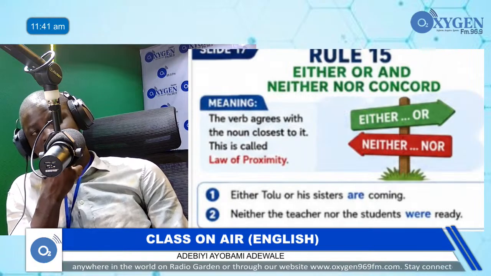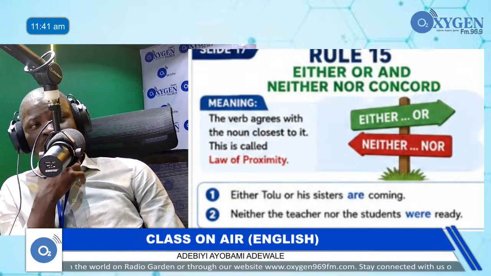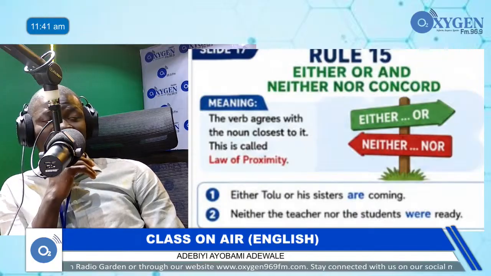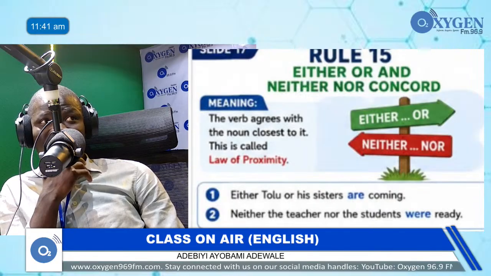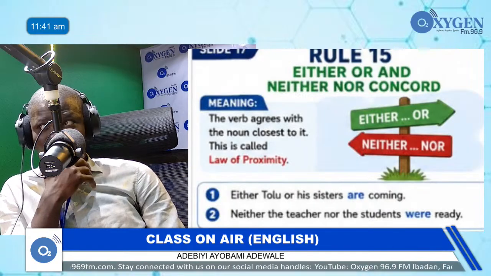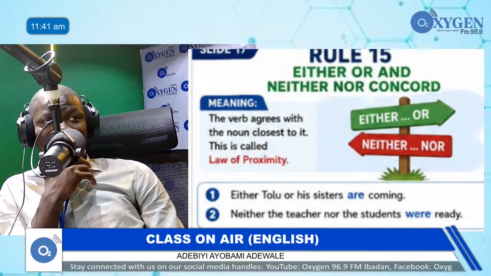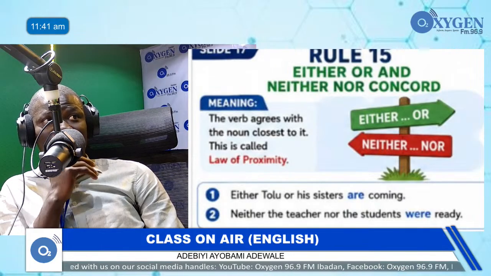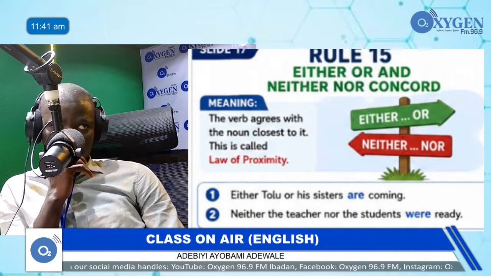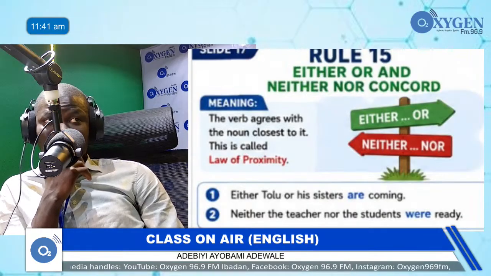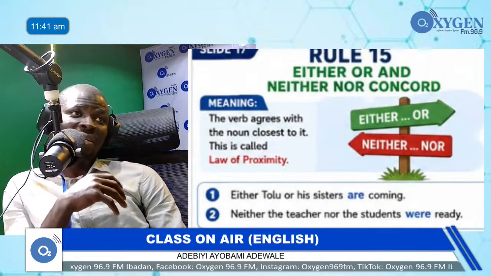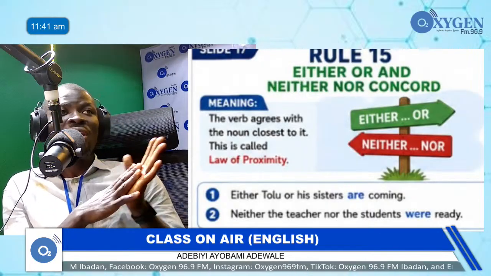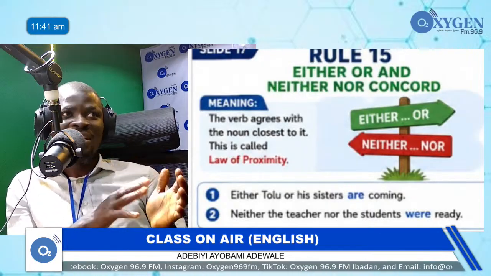The law of proximity states that when we are correlating two subjects, the verb that will agree with the subject is determined by the subject that comes last in the sentence. If the subject that comes last in the correlation is plural, the verb is going to be plural. If the subject that comes last is singular, the verb is going to be singular. An example we have here, we have either.